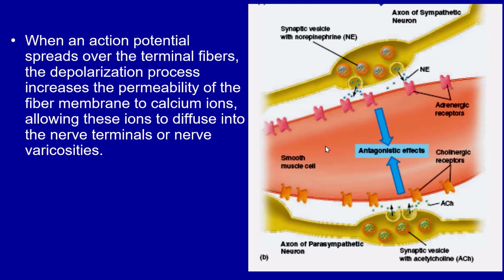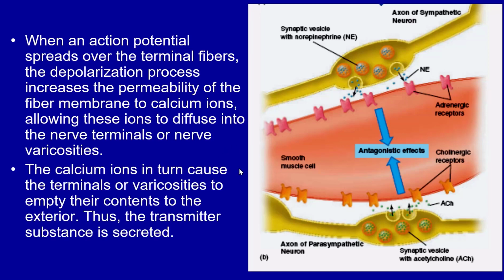The same as in the neuromuscular junction, when the action potential arises at the terminal nerve ending, the channels are open for calcium. Here the same, when the action potential arises on these varicosities, the channels are open for the calcium ion, and due to this influx of calcium, the vesicles are ruptured and they release their neurotransmitter to the outside of the varicosities. The calcium ion in turn causes the terminal or varicosity to empty its content to the exterior. Therefore, the transmitter substance is secreted.